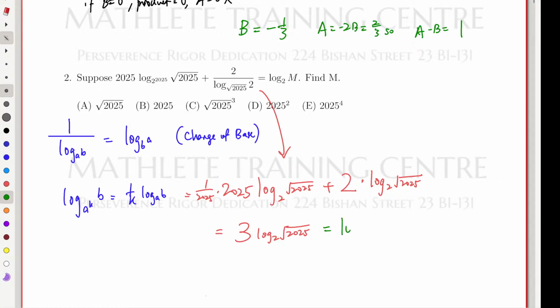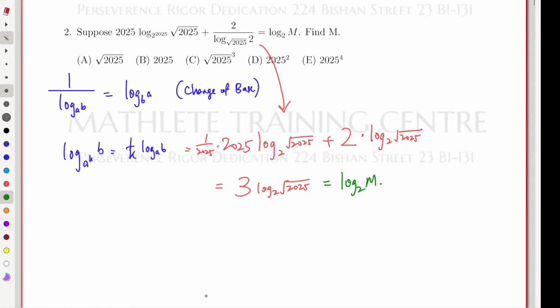And if I want this to be equal to log base 2 of m, what do I need to do? I need to bring the 3 back up, right? So what this tells you is that log base 2 of square root 2025 cubed is log base 2 of m. So for the answer, C.